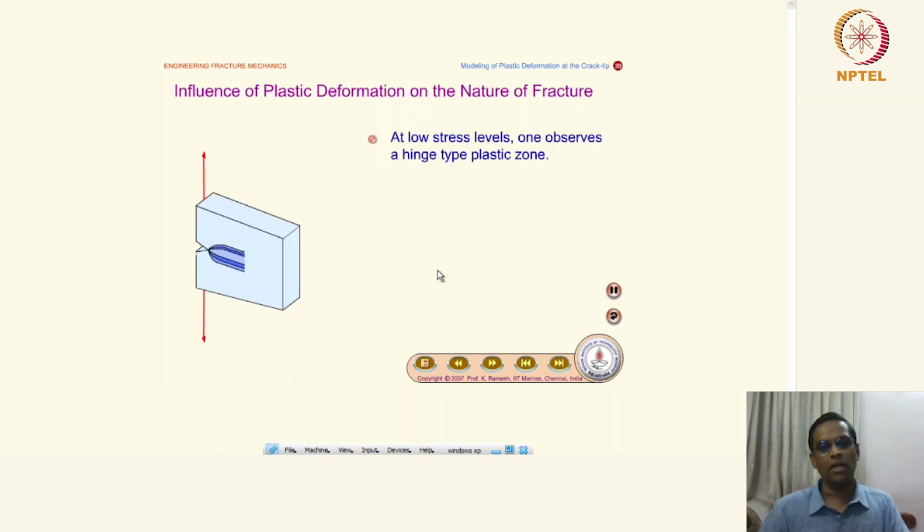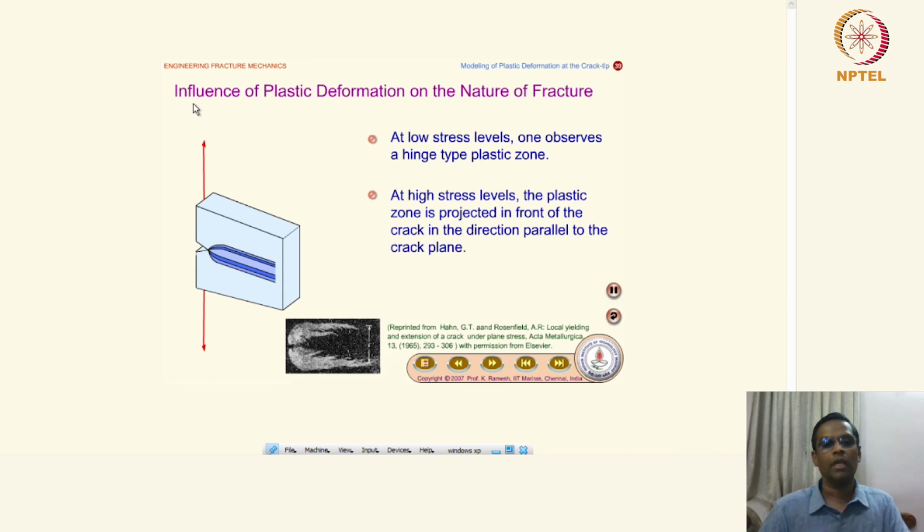So now another important point is the influence of plastic deformation on the nature of the fracture. At low stress levels, one observes a hinge type of plastic zone. At high stress levels, the plastic zone is projected in front of the crack in the direction parallel to the crack plane. So look at this animation. This kind of plastic zone region is demonstrated, but it is also experimentally observed by Hahn and Rosenthal, which we have just seen in the previous slide.